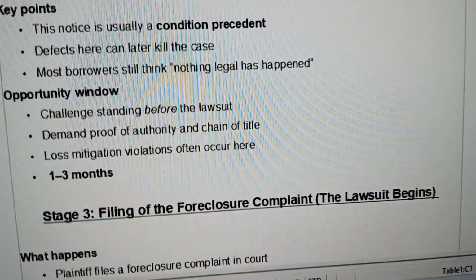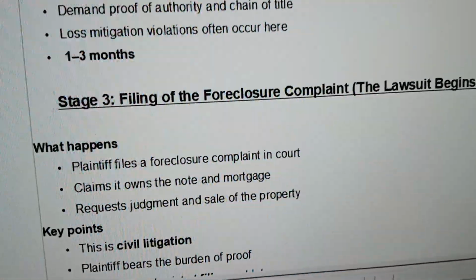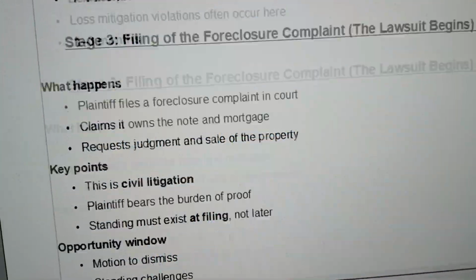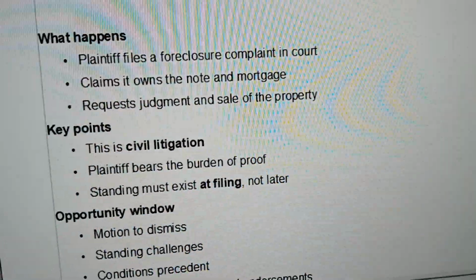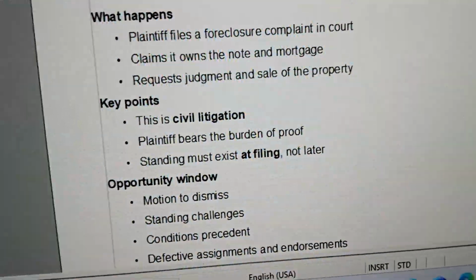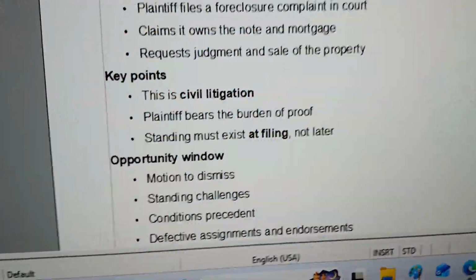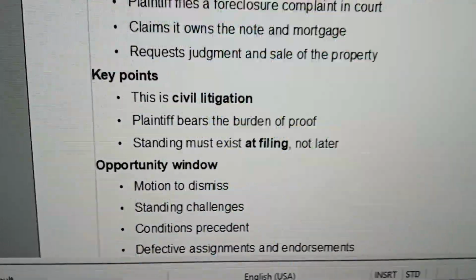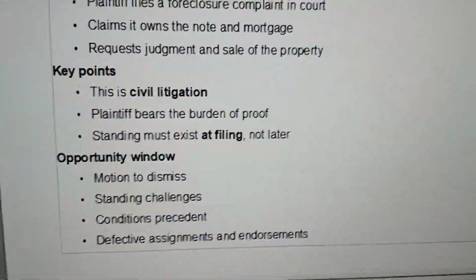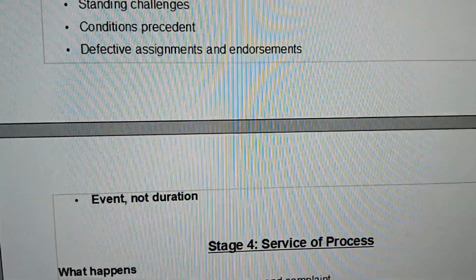Stage 3, filing the foreclosure complaint. The lawsuit begins. What happens? The plaintiff files a foreclosure complaint in court, claims it owns the note and mortgage, and requests judgment and sale of the property. The key point is this is civil litigation. The plaintiff bears the burden of proof, very important. Standing must exist at filing and not later. Your opportunity window is to file a motion to dismiss, challenging standing, conditions precedent, defective assignments, and endorsements. Look for any defects in your chain of title and point them out. This is an event, not a duration.